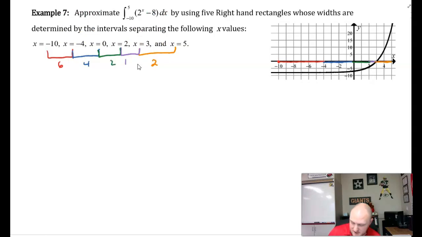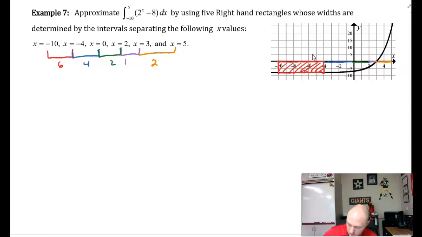Our height, again, this is a right-hand Riemann sum. So I'm going to use the right value. So the height of the rectangle is going to be determined by -4. So there's my first rectangle here. Note, it is below the x-axis, so that is a negative quantity. That should have a negative value.